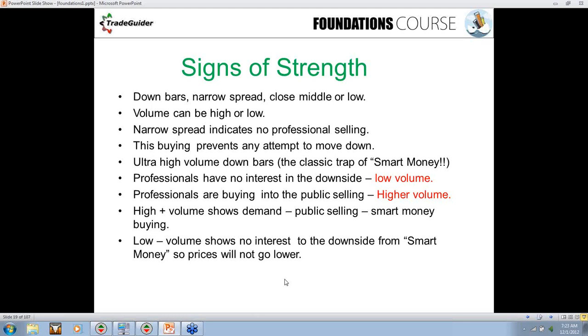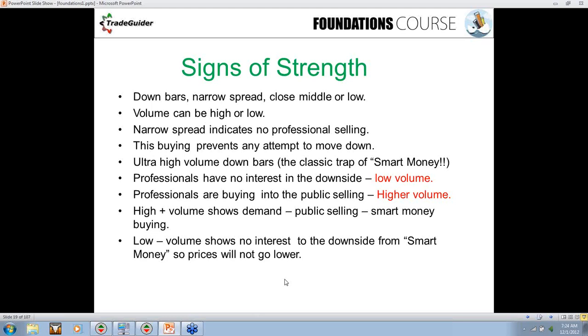Buying on a down move will prevent lower prices. Ultra high volume down bars, again, when the volume is massive, that's telling us something. If professionals have no interest in the downside, we get low volume on the down bars. If professionals are buying into public panic selling, then you get higher volume, like we saw with BP. High or ultra high volume shows demand. Public selling, smart money buying. Low volume shows no interest to the downside from the smart money, so prices will not go lower.